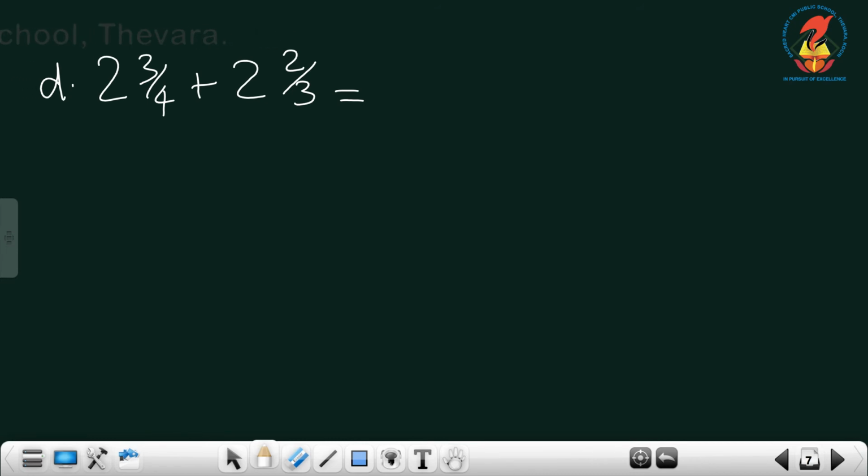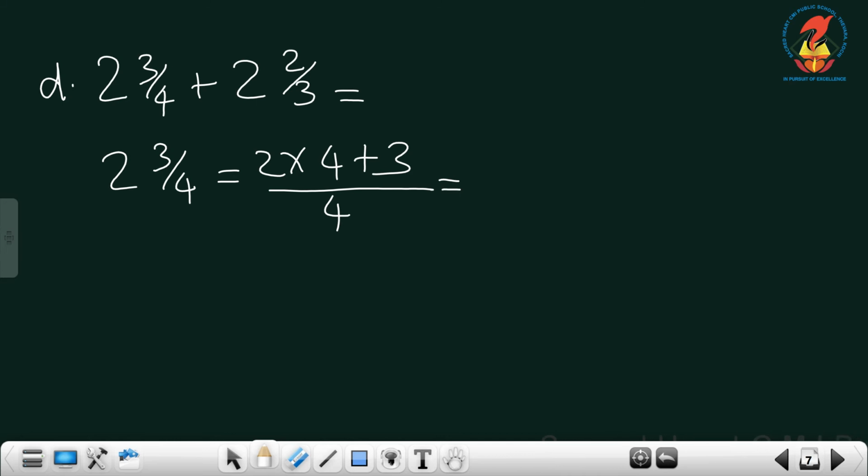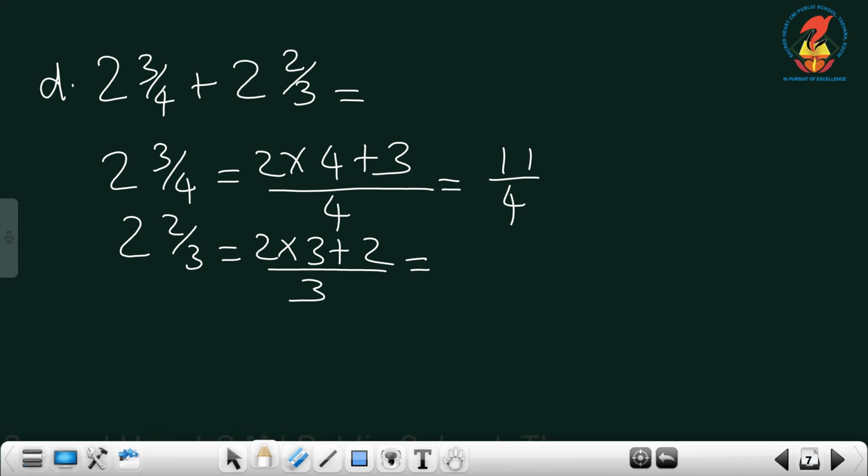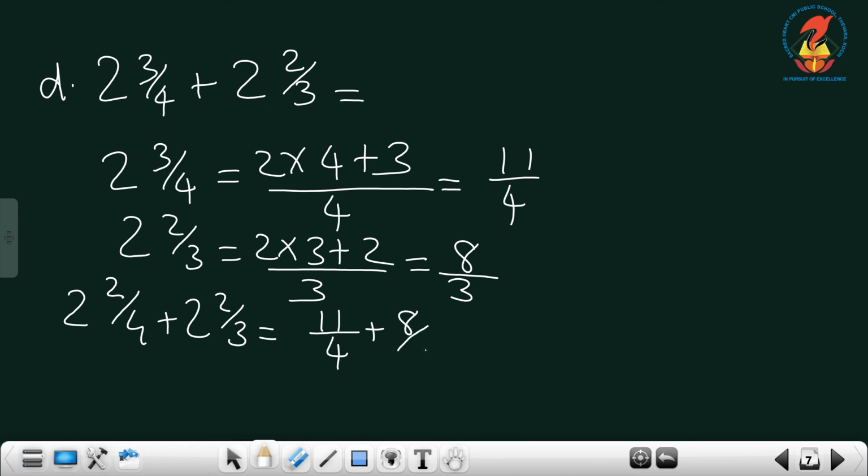Then the next one is 2 and 3 by 4 plus 2 and 2 by 3. How can we do this? Here also 2 and 3 by 4 equals 2 into 4 plus 3 divided by 4. That is 8 plus 3, 11 divided by 4. And 2 and 2 by 3 will become what? 2 into 3 plus 2 divided by 3. 3 2s are 6, 6 plus 2 equals 8. 8 by 3. After that you will add them, and it will become 11 by 4 plus 8 by 3.